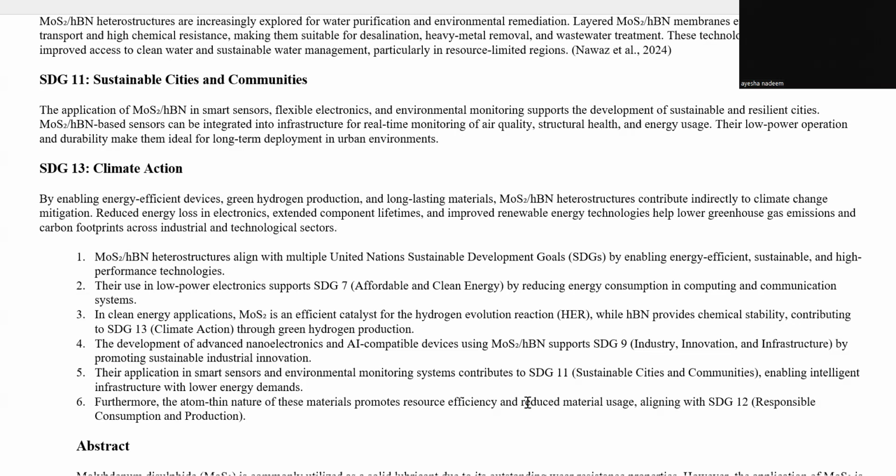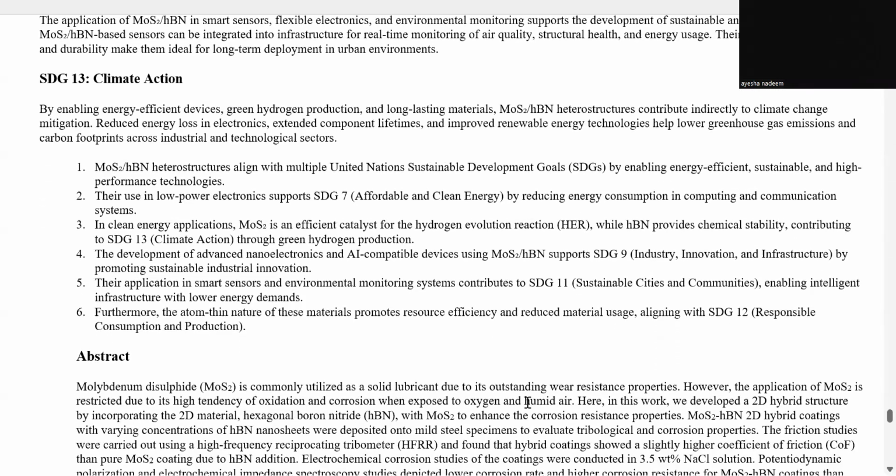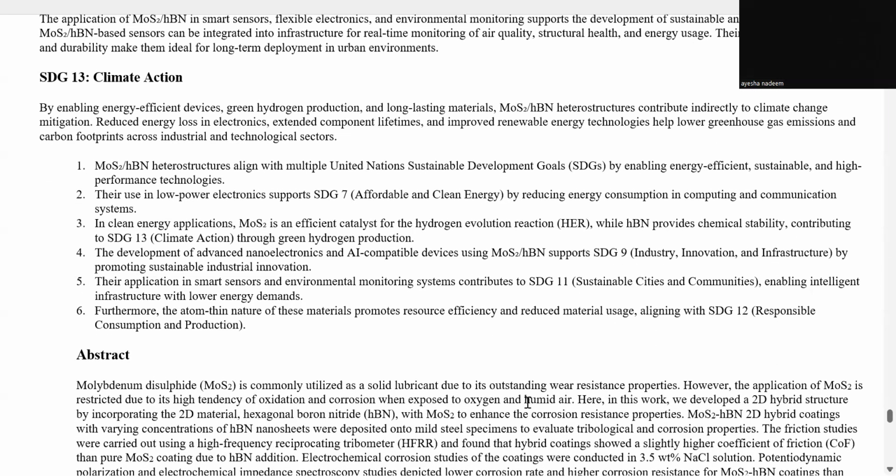Then there is a relation with SDG 9, in which low power electronics support SDG 9 by reducing energy consumption in computing and communication systems. And in clean energy applications, MoS2 is an efficient catalyst for the hydrogen evolution reaction, while hBN provides chemical stability, contributing to SDG 13 climate action through green hydrogen production.